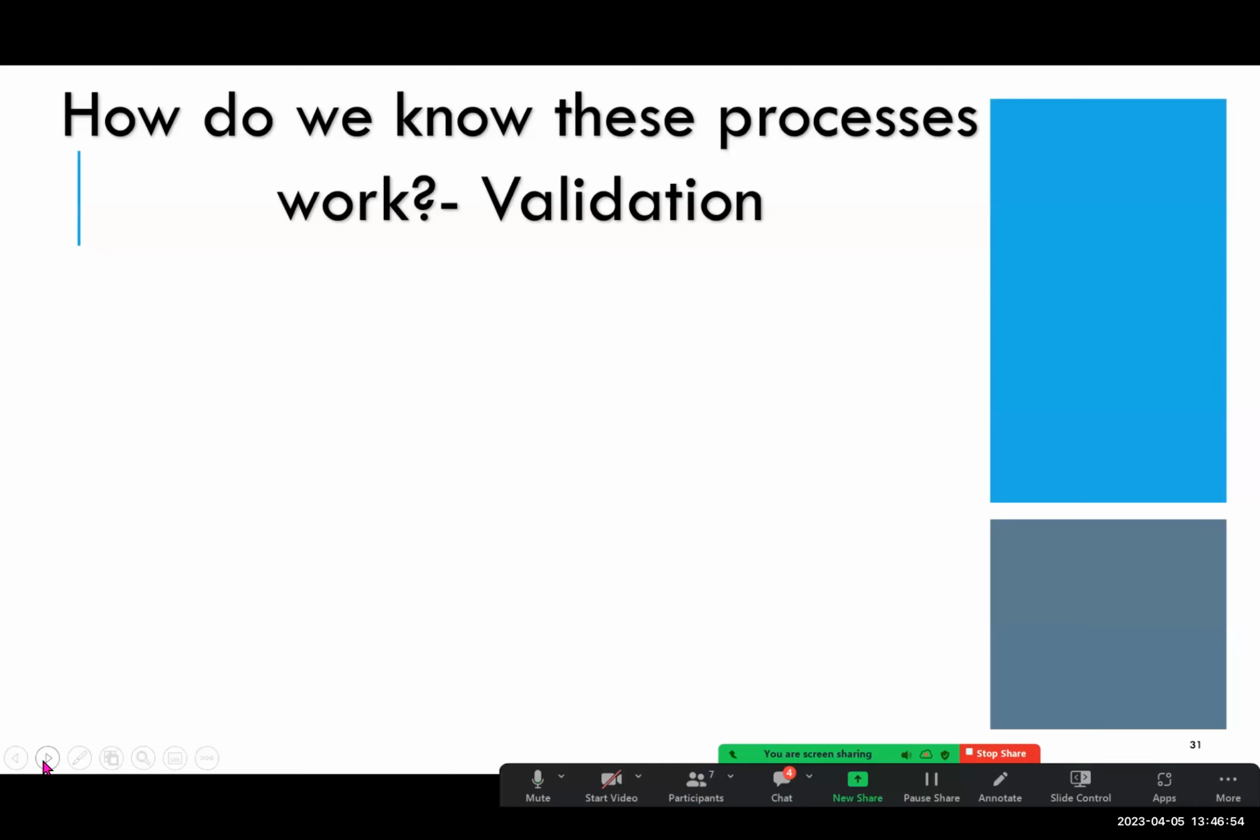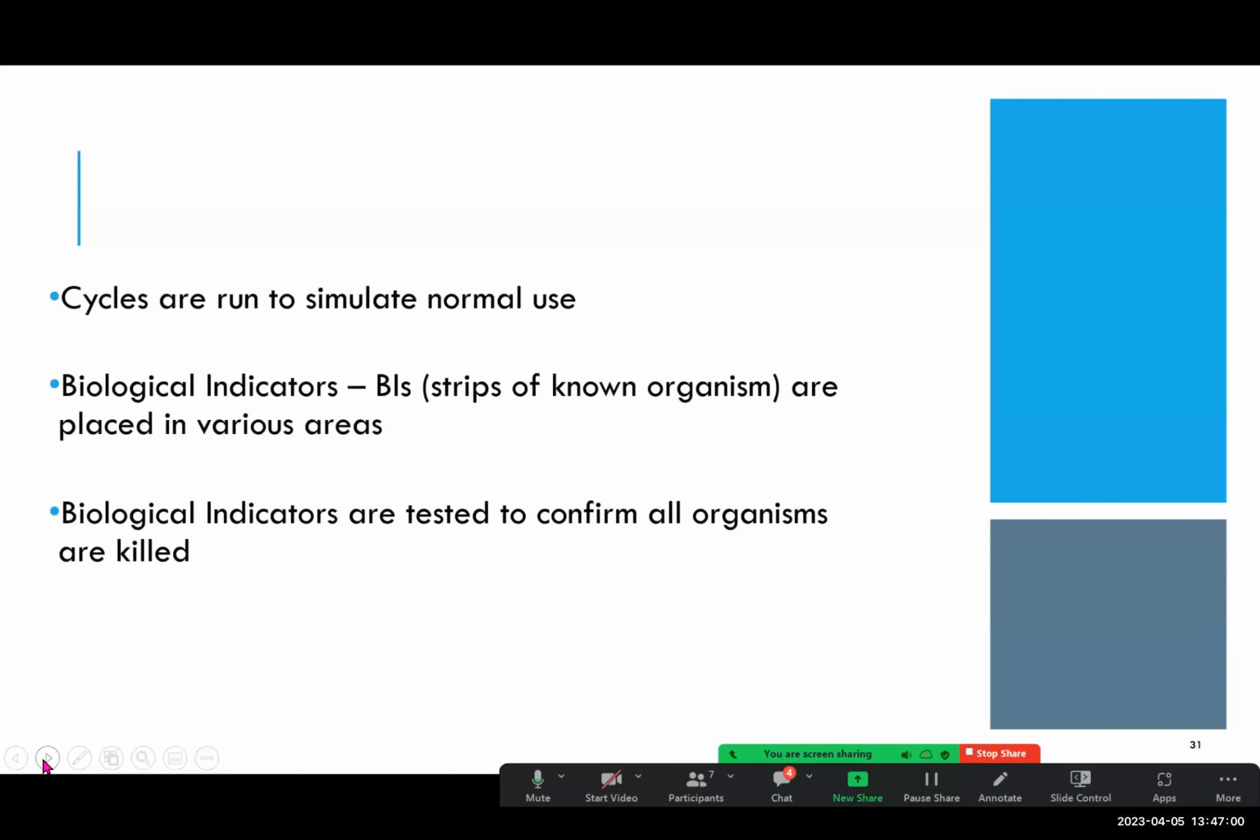So how do we know any of these processes work? How do we know the steam works? How do we know the filtering works? All of that, we use what's called validation. So we go through cycles that are going to simulate our normal use. And we use what are called biological indicators.